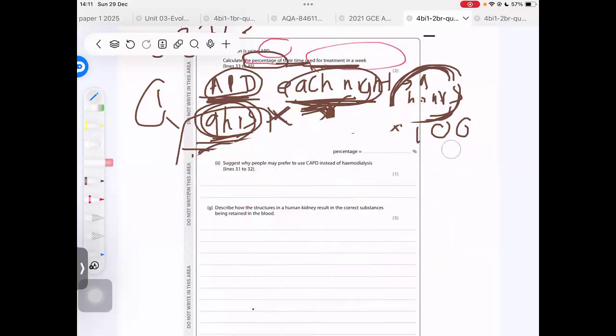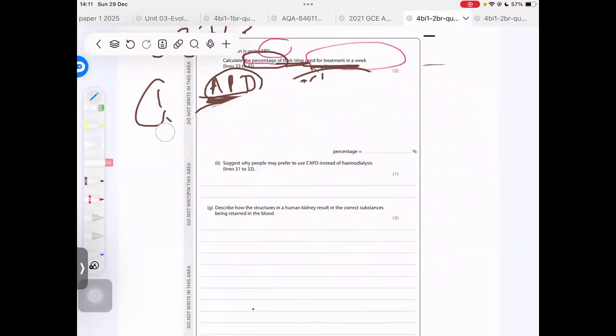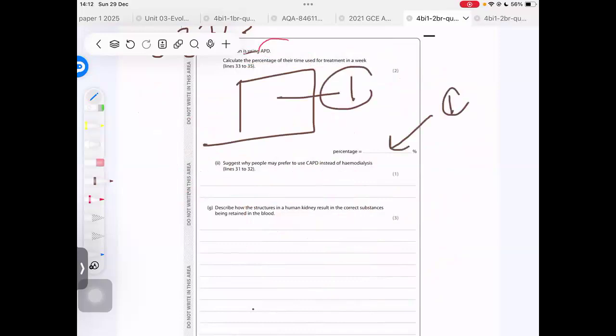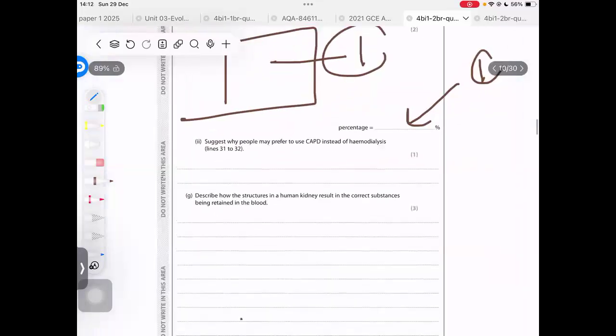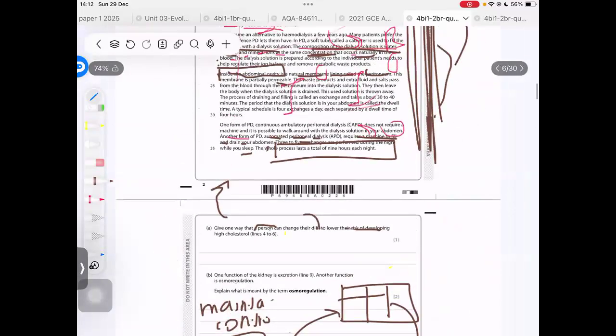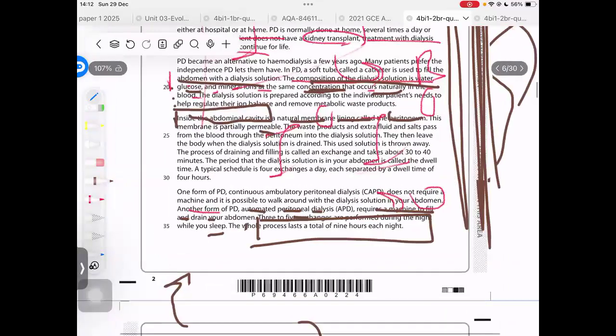I studied the AQA syllabus also. So I remember in the AQA syllabus, they're not requiring these workings. But in your syllabus, they're requiring the workings, and they're giving marks for your workings and also for your final answer, right? Now you can see: suggest why people may prefer to use CAPD instead of hemodialysis. Let's go through lines 31 to 32.